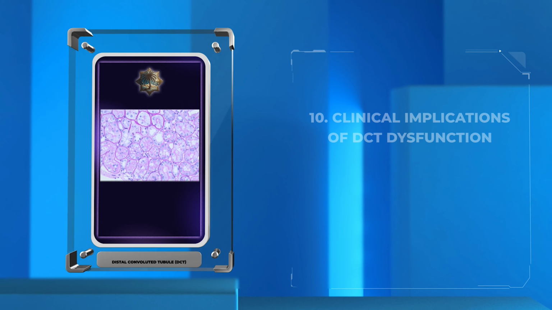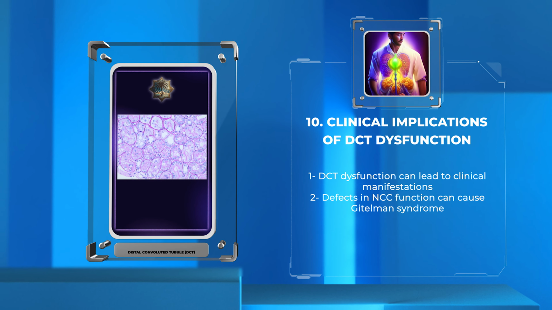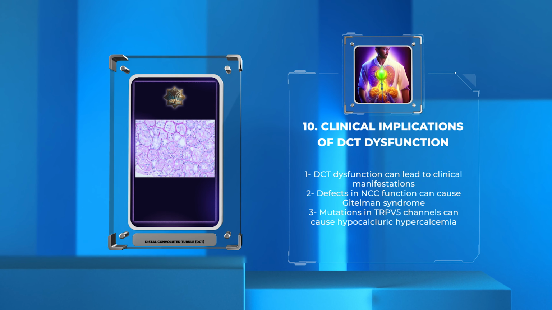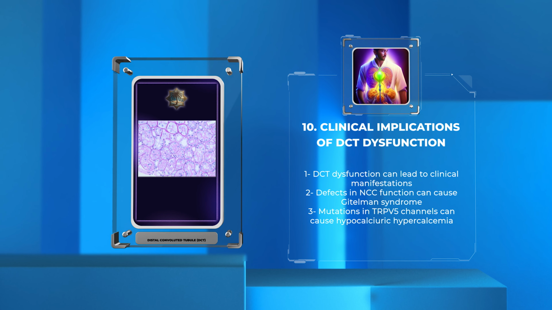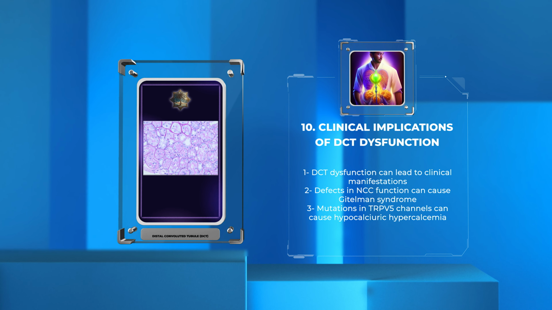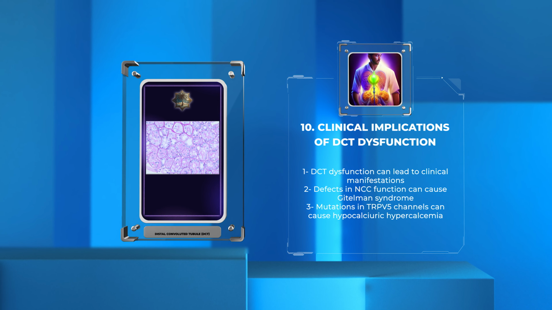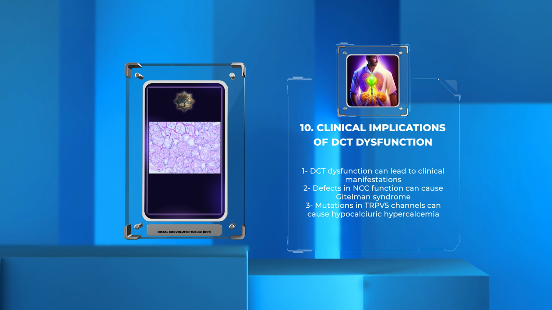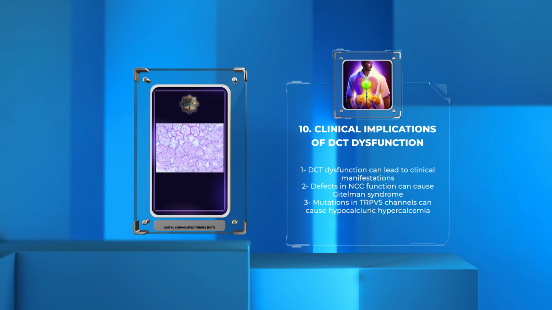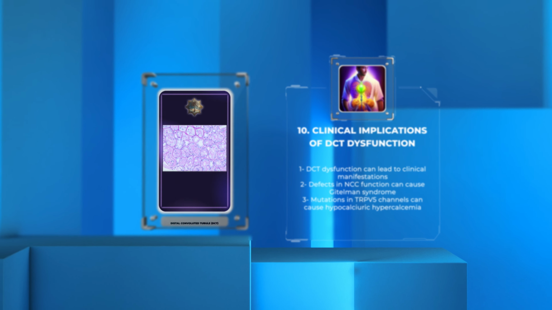Dysfunction of the DCT can lead to various clinical manifestations. For example, defects in NCC function may result in Gitelman syndrome, characterized by electrolyte imbalances and low blood pressure. Conversely, mutations in TRPV5 channels can lead to impaired calcium reabsorption, causing disorders such as hypocalciuric hypercalcemia. Understanding the clinical implications of DCT dysfunction aids in the diagnosis and management of these conditions.